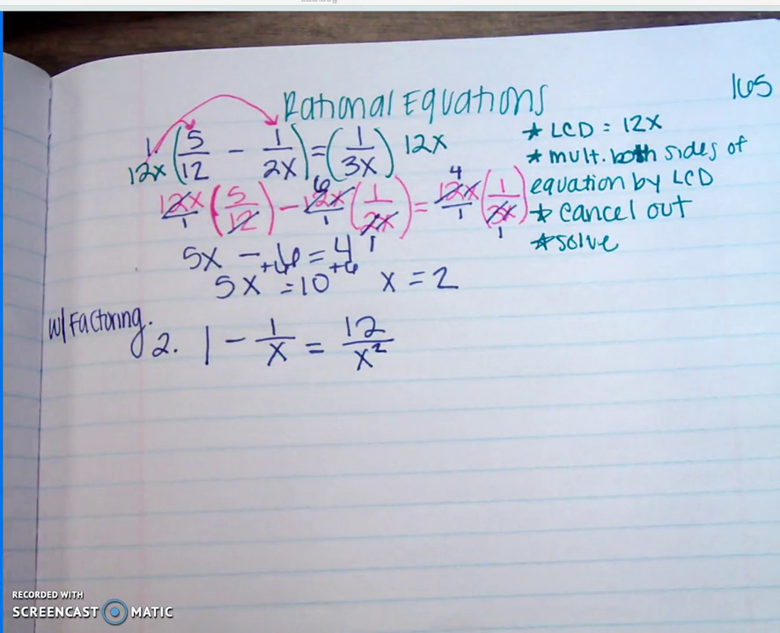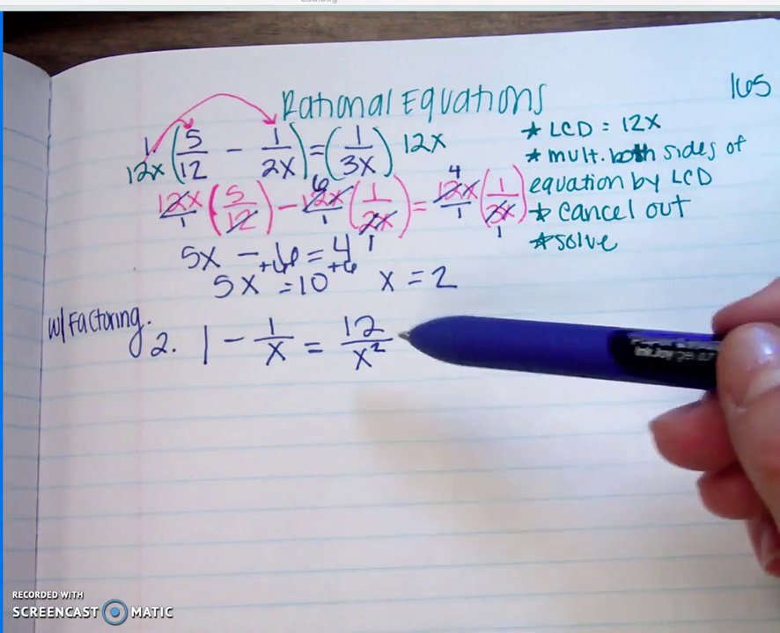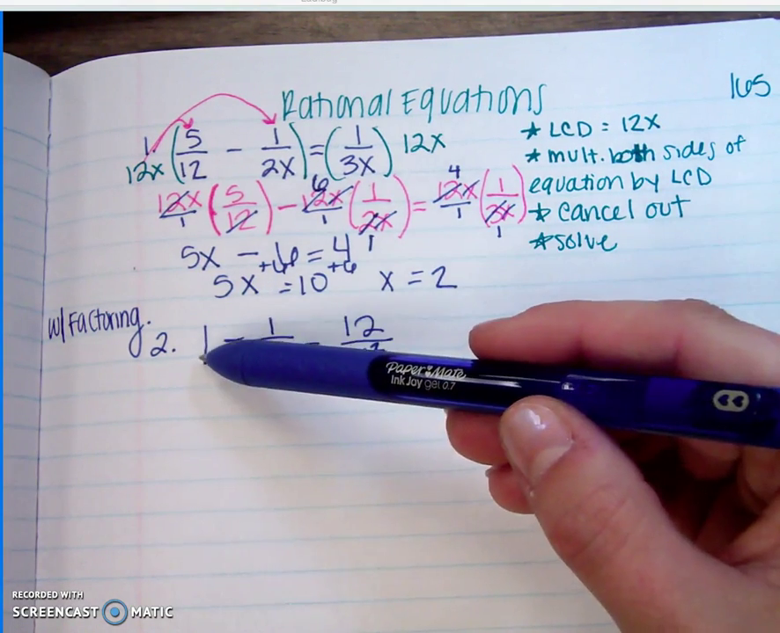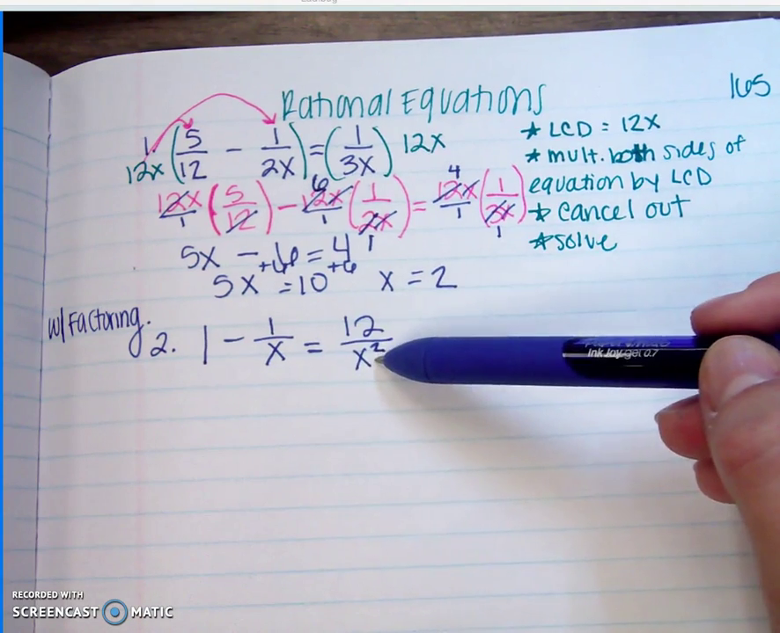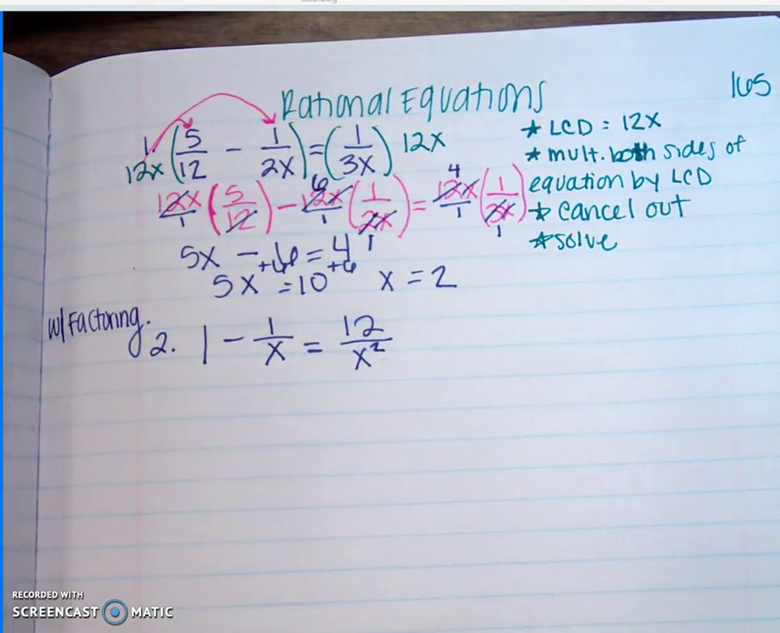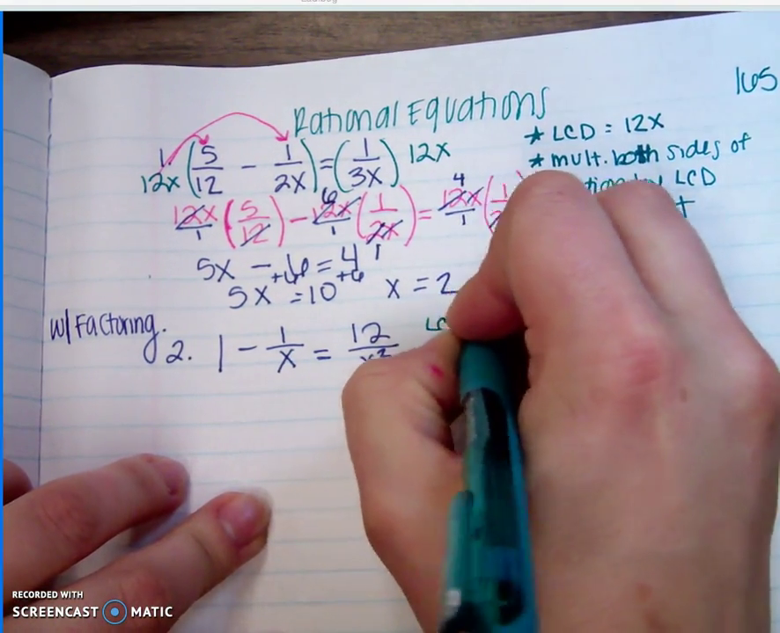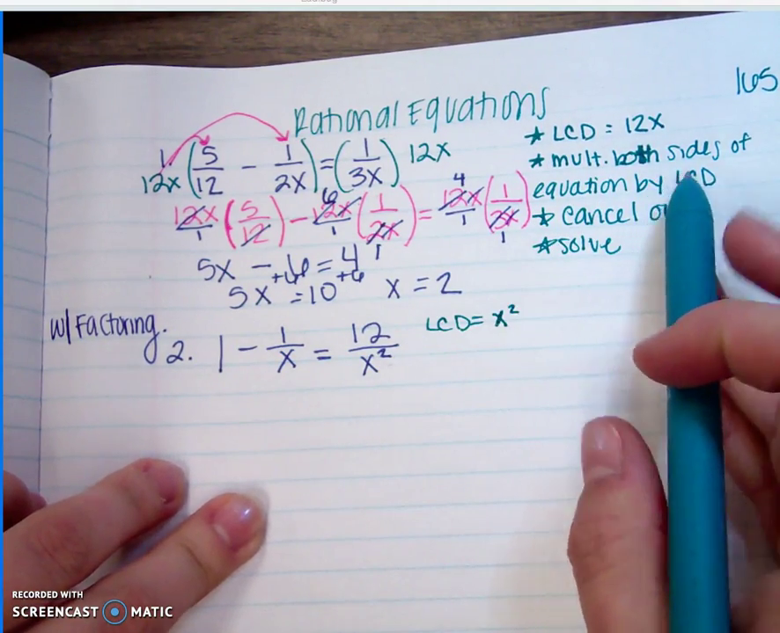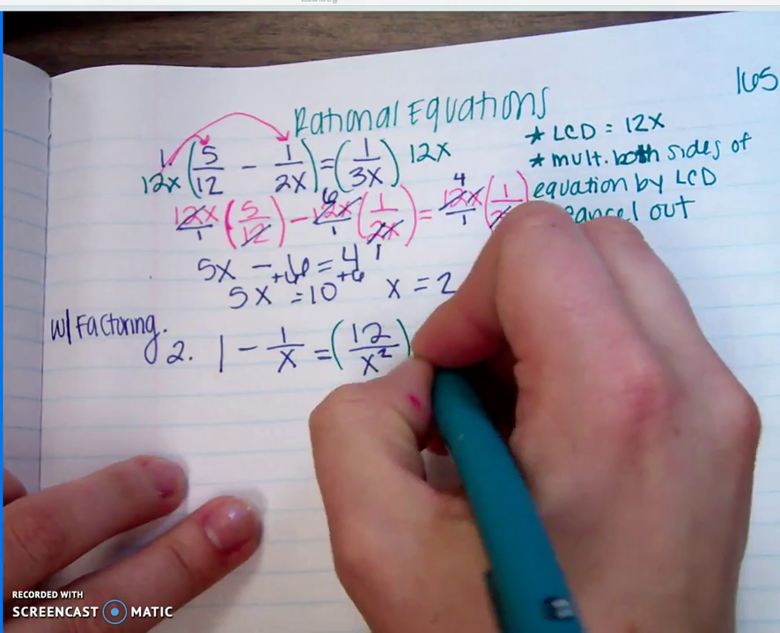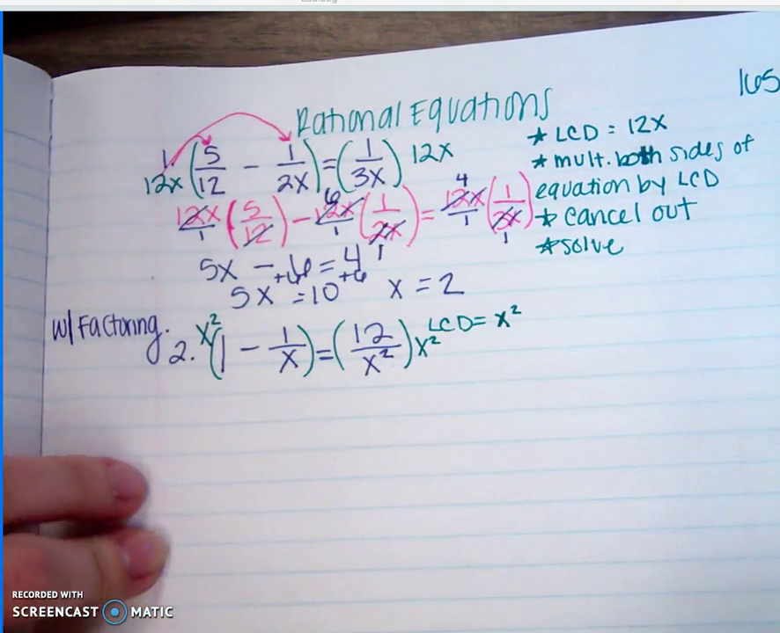Now, the first thing I still have to do is find my least common denominator. I have no denominator here. I have an x, so it's going to have to at least be an x, and this is an x squared. So actually it's going to be x squared. So I'm going to multiply, just like we did here, both sides of the equation by the LCD. And then write it out separately.